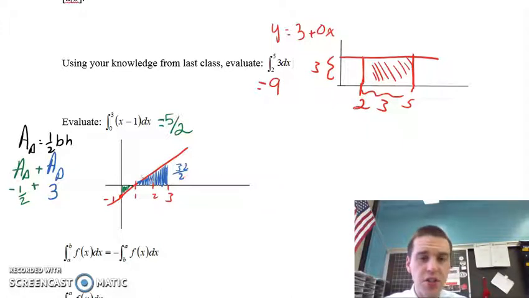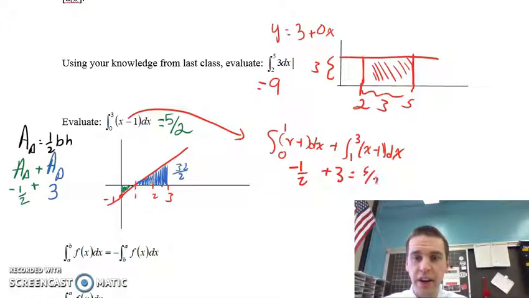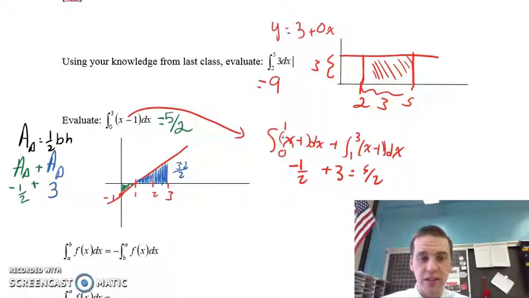The last thing I wanted to look at with this is that the integral can be split up into two different integrals, as I showed with the blue and the green. We could do the integral from 0 to 1 of x minus 1 dx, plus the integral from 1 to 3 of x minus 1 dx. All this is showing you is that the area from 0 to 1 is -1/2, plus the area from 1 to 3 is 3, and that's how we get 5/2. It's another way you could have drawn it, or written it mathematically.